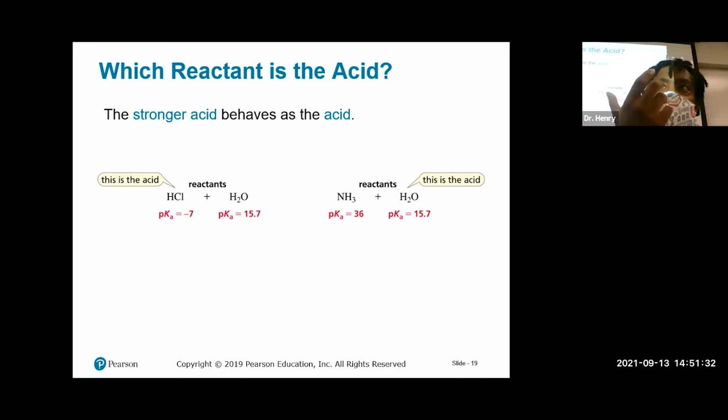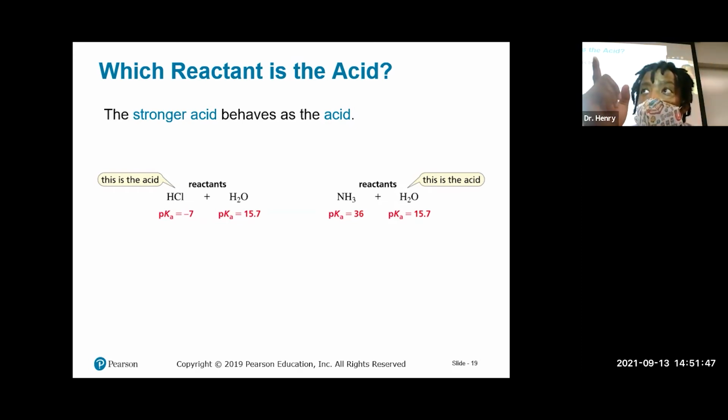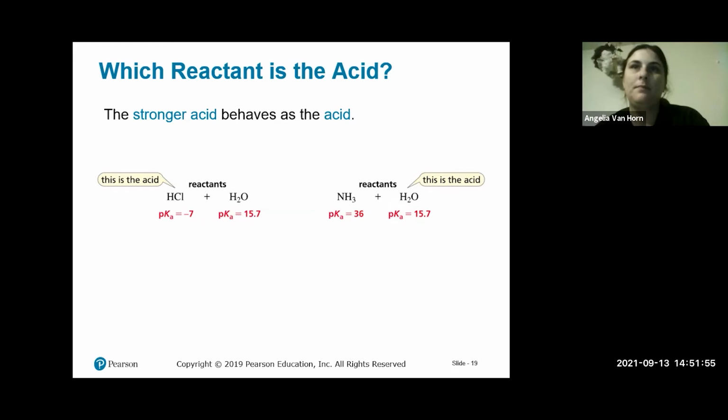So hydrochloric acid is a strong acid, where water is a weaker one. In this reaction, is water going to be the acid or the base? The base. Okay. So in this case, it's going to be the base. Okay. So in the case of the ammonia and the water, who's going to be the acid? The water. The water, right?